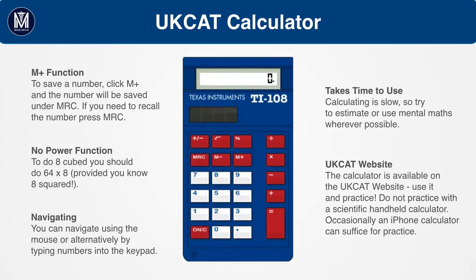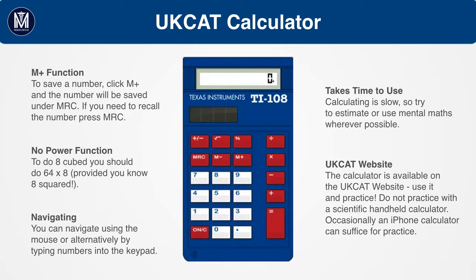And effectively, what the M plus function allows you to do is use memory storage to effectively use the answer button in a different way. So have a look at it online if you have a chance, but if you find it confusing still, just assume there's no answer function and write down your answers and step-by-step calculations.